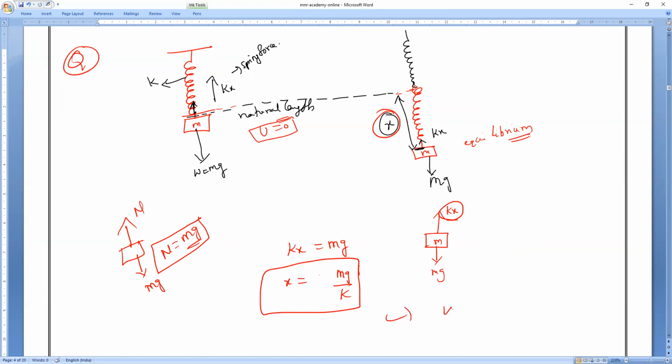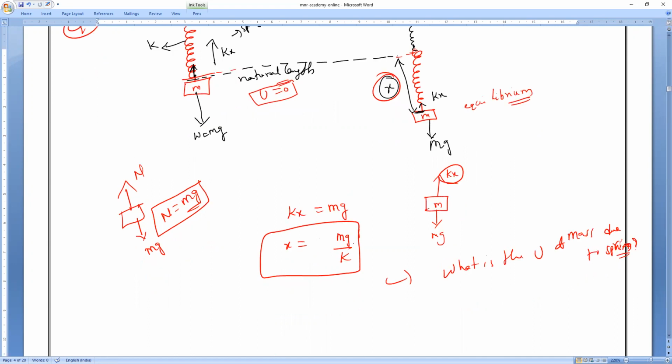So now the question is, what is the potential energy of a mass due to the spring, due to the elongation of the spring? Either it is a compression or an elongation, both. Let me take it as a compression. Now, what is the potential energy formula? We all know that, we have solved it also. U equals half into kx square.